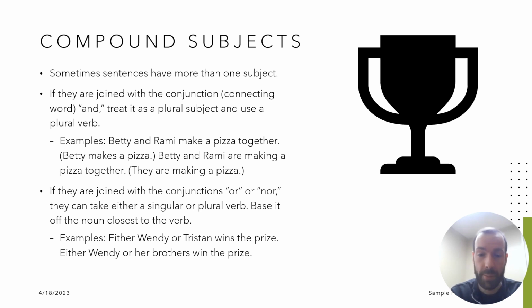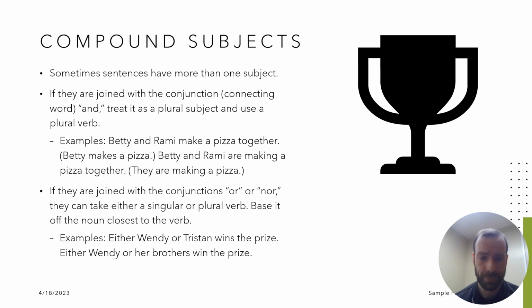But we're not. We're talking about both of them together. Betty and Rami are making a pizza together. They are making a pizza. It's a plural subject because there's more than one of them. Sometimes we use different conjunctions or connecting words like or nor. And if that's the case, you can use either a singular or plural verb, and you can base it off the noun closest to the verb.